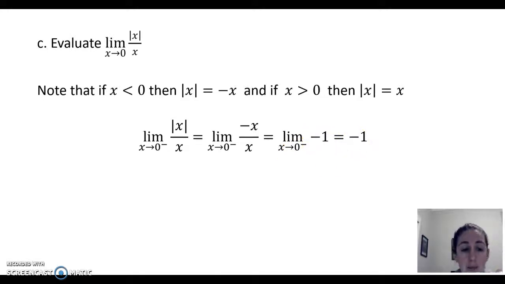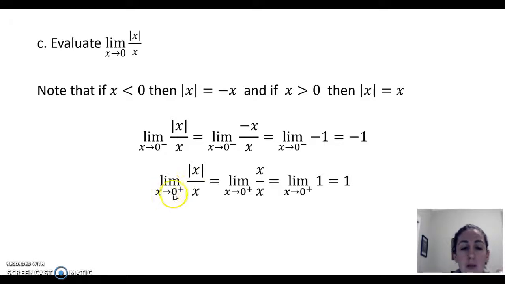Now let's look at the upper limit. The limit as x approaches 0 from above. That's coming from the right-hand side, which means that your x values are a little bit bigger than 0, or they're positive. So the absolute value of x would be x itself. This reduces to 1, and the limit as x approaches 0 from above of 1 is just 1.